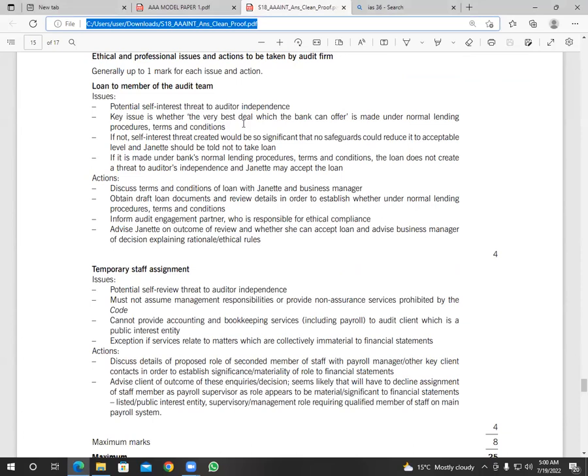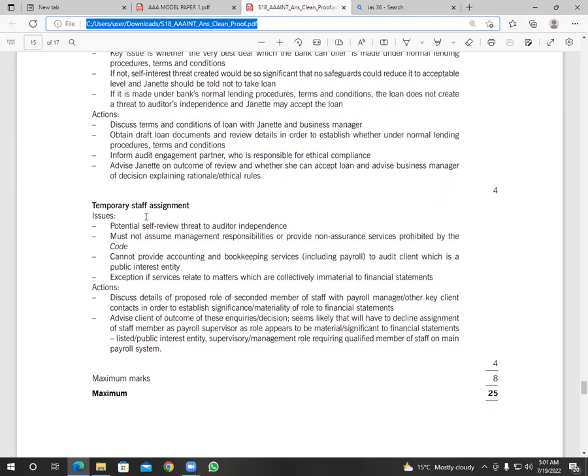That means if she, for example, is being given the loan at a very low interest rate simply because she's an auditor there. If it's made under the bank's normal lending terms and conditions, the loan does not create a threat to auditors' independence, and Janet may accept the loan. Actions: discuss terms and conditions of the loan with Janet and the business manager. Obtain draft loan documents and review details in order to establish whether they are under normal lending procedures, terms and conditions. Inform the audit engagement partner who is responsible for ethical compliance. Advise Janet on the outcome of the review and whether she can accept the loan, and advise the business manager of the decision, explaining the rationale and ethical issues.